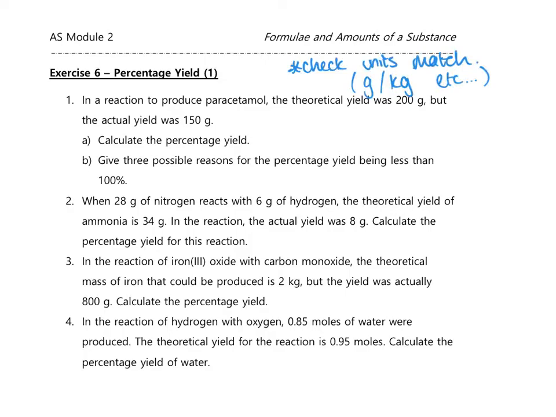One thing I will say is to check that the units of your actual yield and theoretical yield match. Obviously they need to be the same. So if you have your actual yield in grams and your theoretical yield in kilograms, for example, you'll need to convert one or the other so that they match. And one thing to look out for is that your percentage yield will never be greater than 100%, because you can't make more than, in theory, you have the reactants to make.